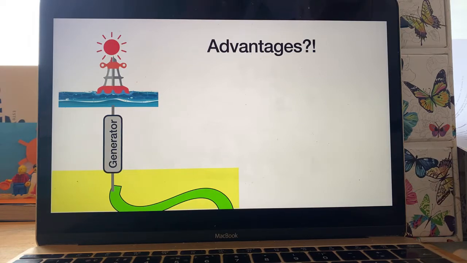What are the advantages to this kind of way of generating electricity compared to, say, wind turbines or oil or coal or gas? I'm going to actually count 20 seconds. I want you to write down as many as you can remember. I'll do this a few times, so don't worry if you're a bit rusty. You'll get it by the end.